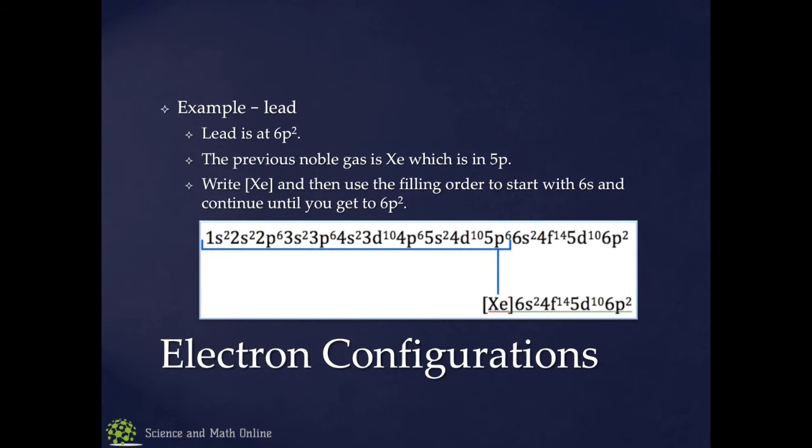So you would start with xenon. And we know xenon's at the end of 5p. So we can look at our filling diagram, the thing with the diagonal arrows, and we know that we can start right after 5p, which is 6s. And then we can continue on from there. Once again, because I'm in 6p2, I know everything before that's full. Every s has 2, every p has 6, every d has 10, and any f's we do would have 14.